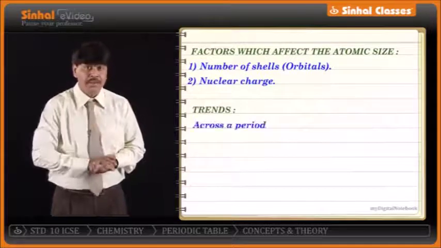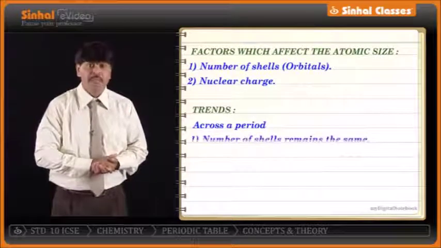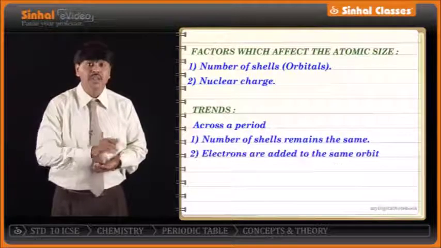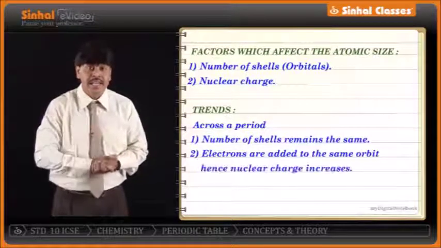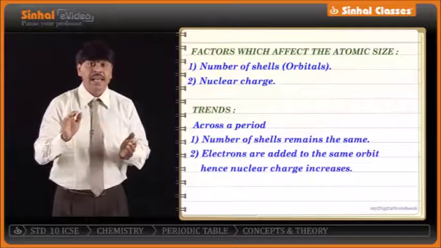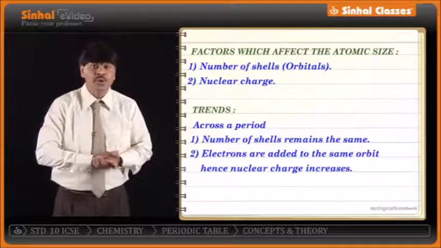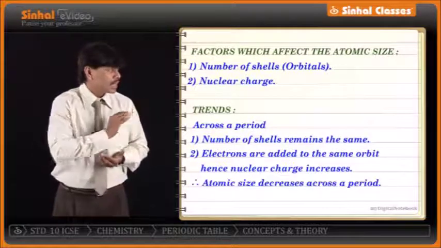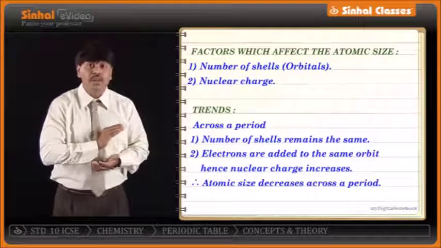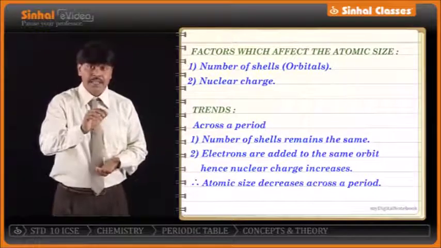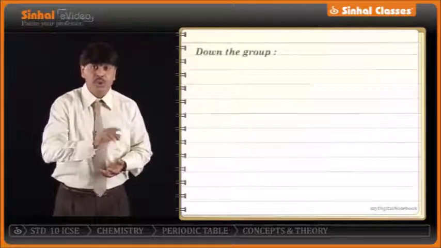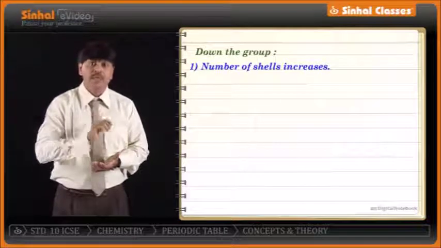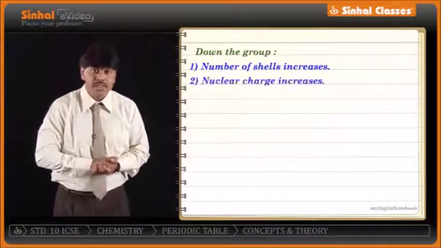Now as we go across the period, we notice the number of shells remains the same, but the nuclear charge goes on increasing. As a result, the electrons are pulled towards the nucleus. So the size goes on decreasing as we go across the period. Whereas if we consider down the group, the number of shells increases, and the nuclear charge also increases.